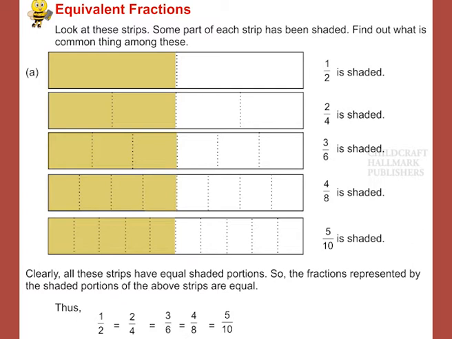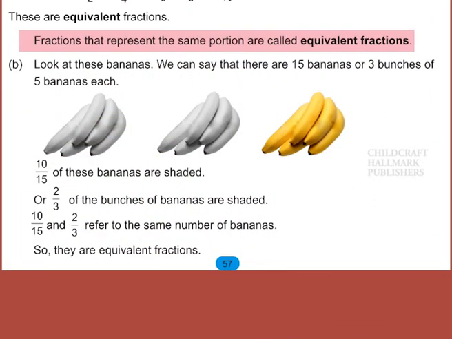Clearly, all these strips have equal shaded portions, so the fractions represented by the shaded portions of the above strips are equal. Thus, 1 by 2 is equal to 2 by 4, is equal to 3 by 6, is equal to 4 by 8, is equal to 5 by 10. These are equivalent fractions. Fractions that represent the same portion are called equivalent fractions.